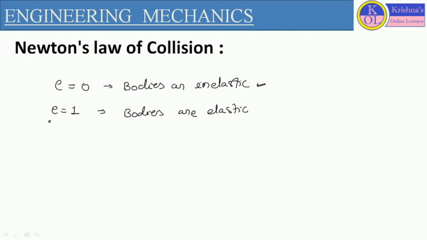Now, if we consider the value of the coefficient of restitution to be 1, then the velocity of approach will be equal to the velocity of separation. In that case, the bodies are perfectly elastic, or the collision between both bodies is perfectly elastic. So this is all about the coefficient of restitution, and it also depends on the material as well as the shape and size of the body.